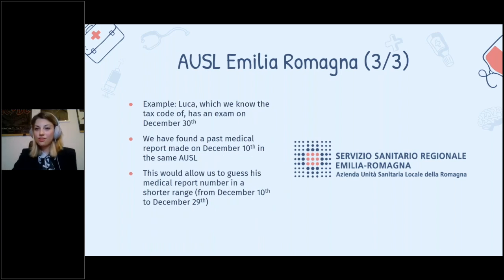Luca, whose tax code we know, has an exam planned on the 30th of December. Online, we found a person who published his medical report on healthcare forums with a doctor online who asked for clarification, which was made on the 10th of December in the same ASL. This would allow us to brute force only a small interval, from the 10th of December to the 29th of December, and obtain all his medical reports.